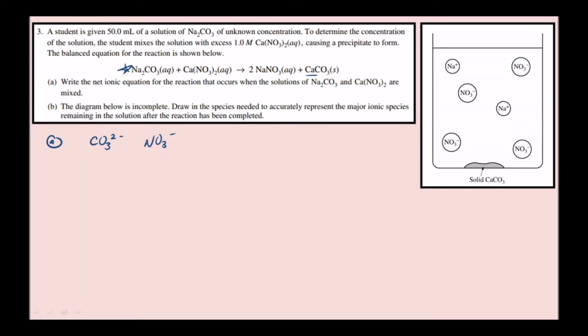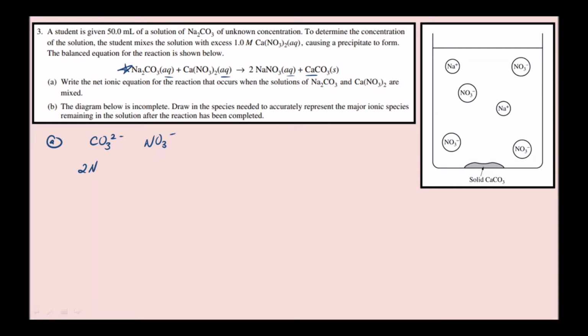So everything that has AQ in parentheses after it, so the sodium carbonate, the calcium nitrate, and the sodium nitrate, these are all dissolved in solution. So that means it's dissolved into the individual cations and anions. So the full ionic equation would look like this. Everything with an AQ can be separated into the cations and anions that make it up.